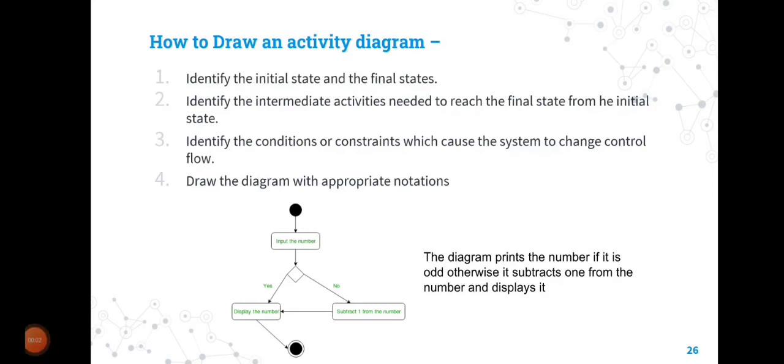Now we can see how to draw an activity diagram. First step is to identify the initial state and the final state. Second step is to identify the intermediate activities needed to reach the final state from the initial state. Third one is to identify the conditions or constraints which cause the system to change control flow. And the next one is to draw the diagram with appropriate notation.